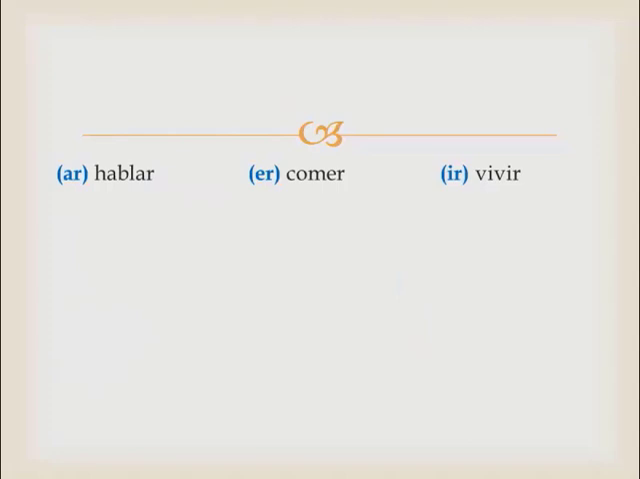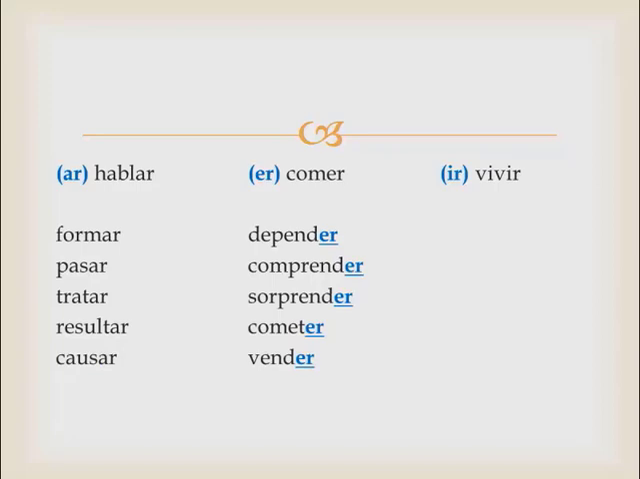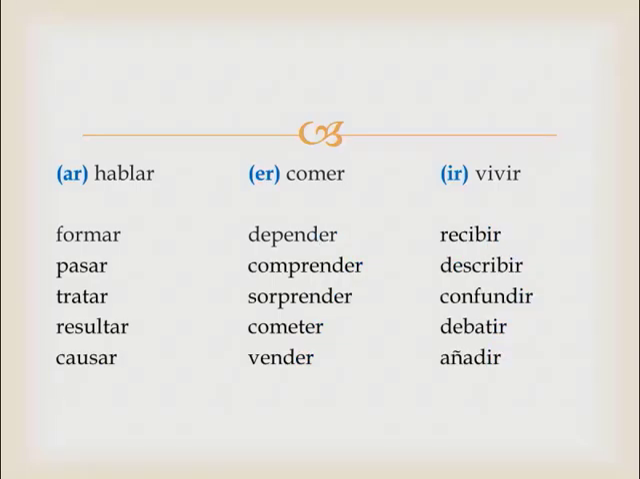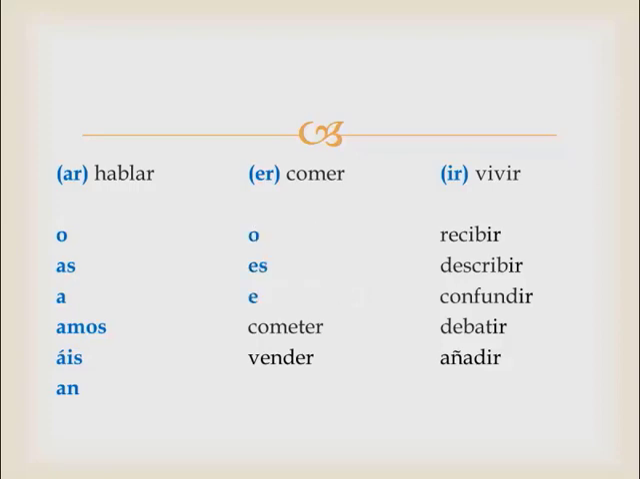Hablar, comer, and vivir. These are the three key example verbs that represent the columns of verbs in the AR, ER, and IR, or the first, second, and third conjugation verbs. This is a list of first conjugation verbs, second conjugation verbs, and third conjugation verbs. The endings on ARs are o, as, a, amos, áis, and an. Notice the accent for an AR verb is over the A in áis. The endings for an ER verb: o, es, e, emos, éis, and en. The accent is over the E in éis.